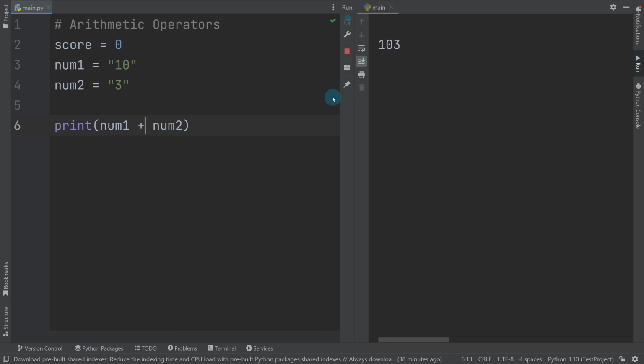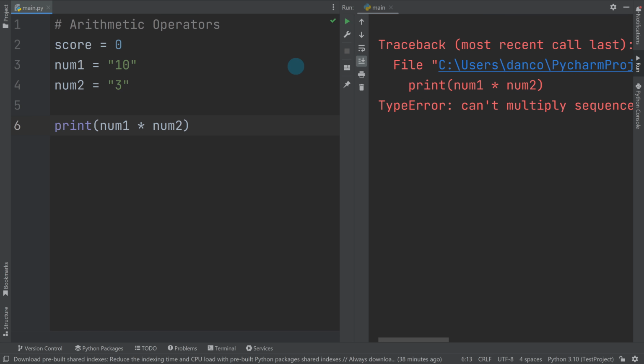So I've shown you this before, but plus, when you've got two strings, we'll join them together. It's known as concatenation. But obviously this results in something that potentially wasn't intended. The other one that people have got really confused about in the past is times. If you've got one thing that is an integer and one that is a string, this actually does something. When they're both strings, I'm going to get an error.